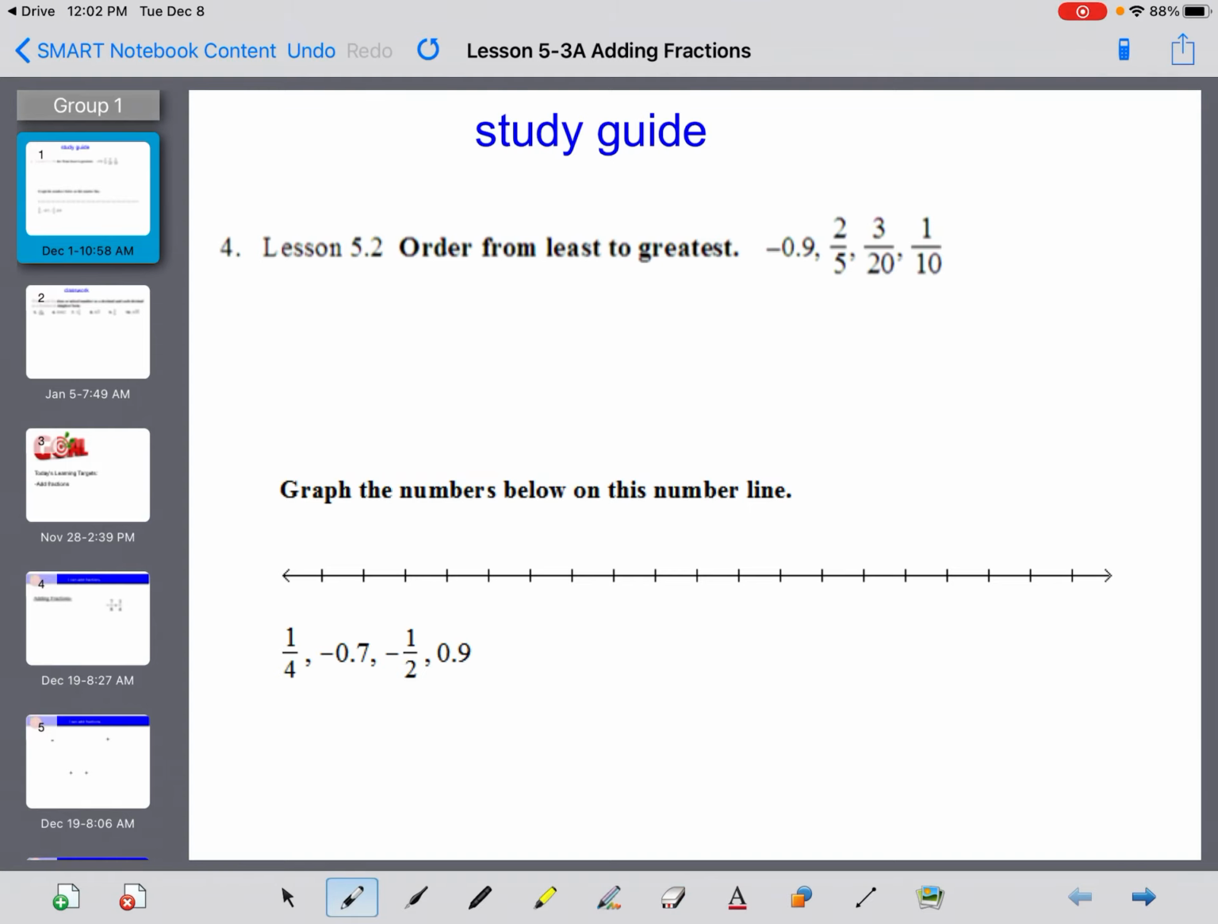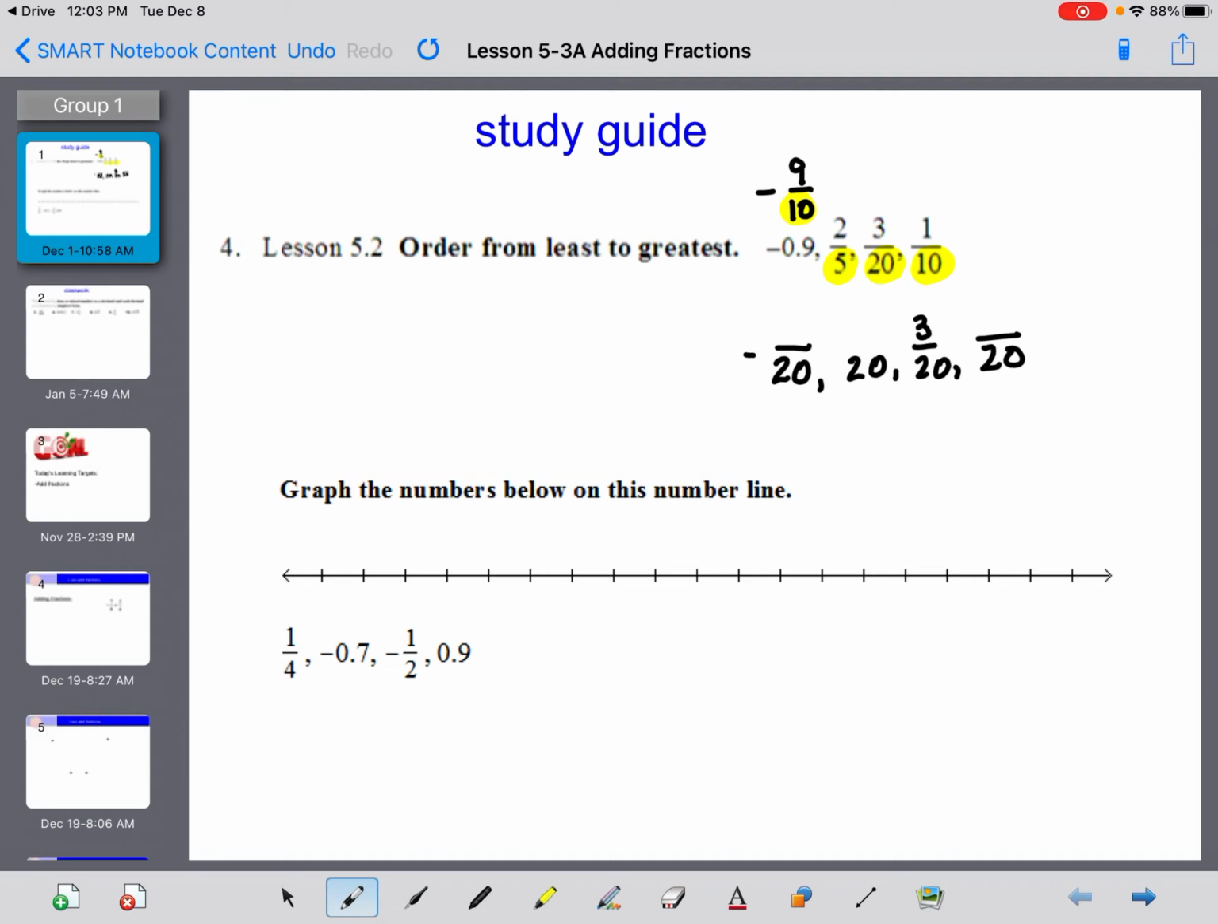In the first study guide problem, I'm asking you to order the decimals and fractions from least to greatest. I can do this using either all decimals or all fractions. I'm going to go all fractions. -9/10 is the same as -9/10 written like this. Then I look at my denominators of 10, 5, 20, and 10, and I see that the common denominator is 20. So I'm going to rewrite each of the fractions with a denominator of 20.